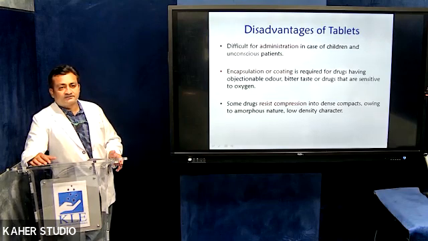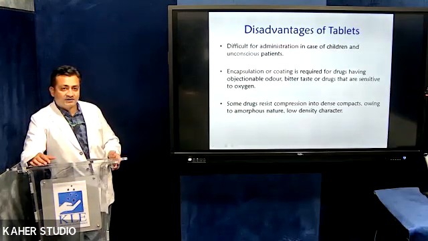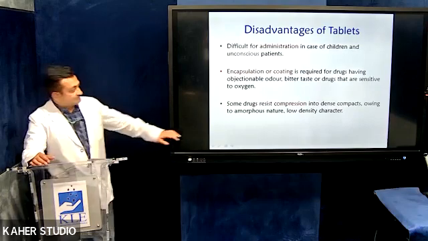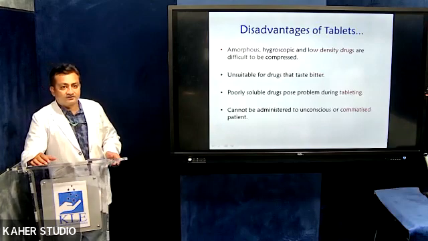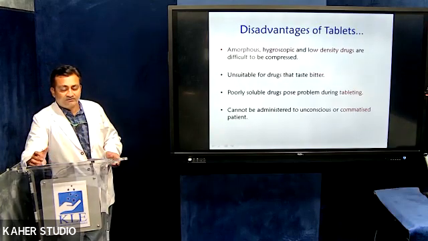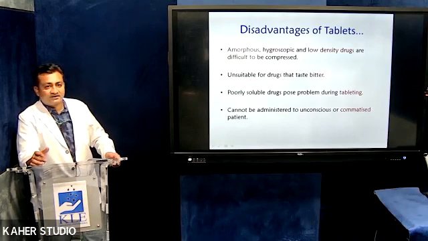Some drugs resist compression into dense compacts, owing to their amorphous nature and low density characteristics. So depending upon the property of the powder, some drugs or some excipients or powders cannot be compressed because of these reasons. See, I told you already, amorphous or hygroscopic or low density drugs are very difficult to compress. Also unsuitable for drugs that taste bitter, and poorly soluble drugs pose problems during tableting. And the last one is that it cannot be administered to unconscious patients.